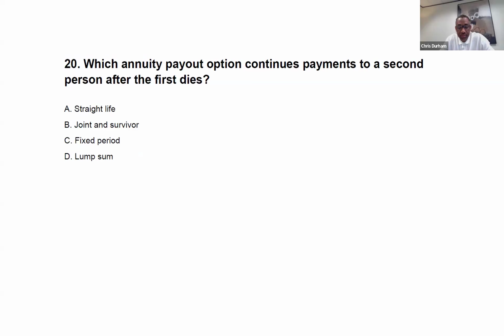All right, last one, number 20. Which annuity payout option continues payments to a second person after the first dies? And that's joint and survivor. That's exactly right, because it pays two people.